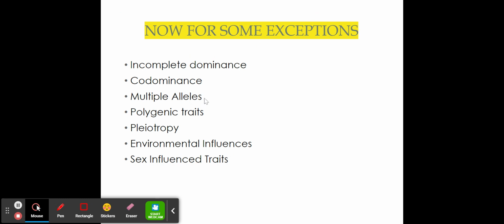Multiple alleles means that there are several alleles that code for one thing, so there's more than 2 options of the alleles. Polygenic traits means that there are multiple genes that code for one trait or one feature. Pleiotropy is when you have multiple traits on one gene, so these two are kind of flip-flop from each other. And then environmental influences and sex-influenced traits.